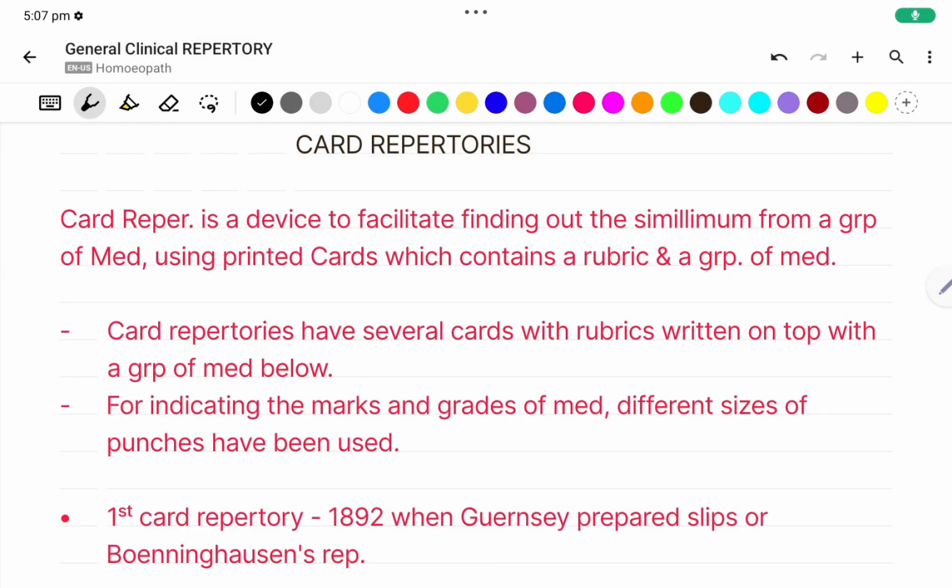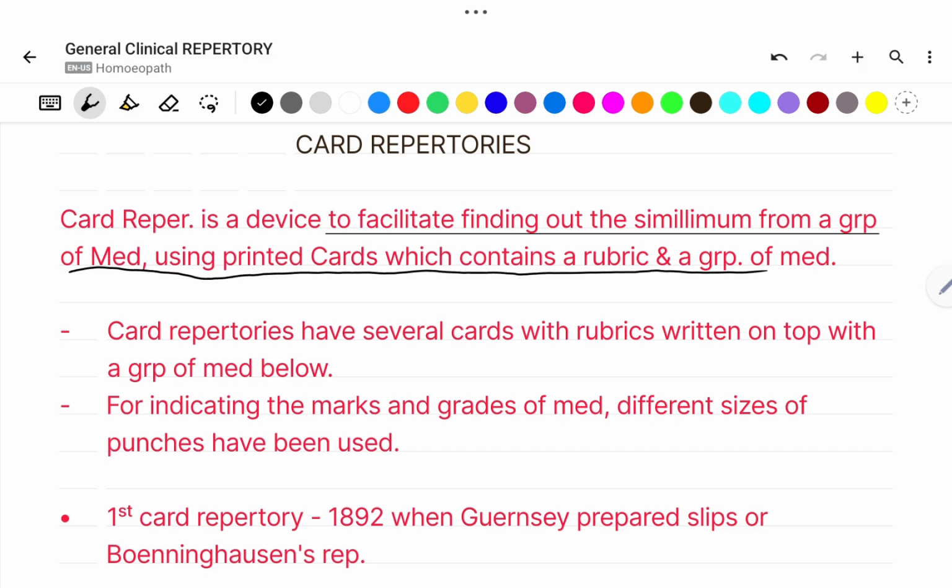Hello everyone. From today, we are going to start card repertories. Card repertory is a device to facilitate finding out the simillimum from a group of medicines using printed cards which contain a rubric and a group of medicines.